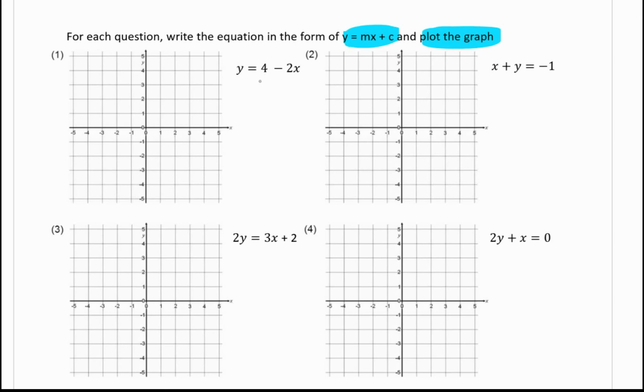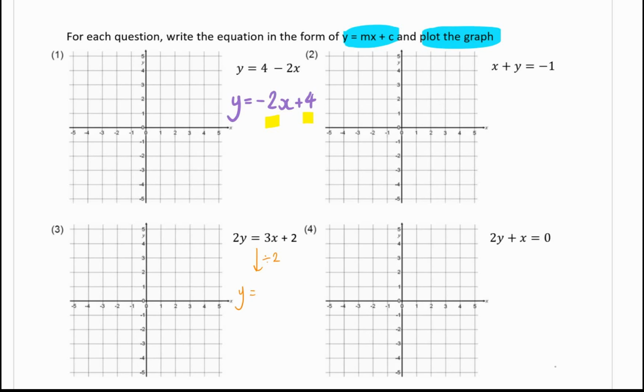So question 1's quite easy. We're pretty much already in that form. However, you always want x first. So to make life a bit easier, you would write it as y equals minus 2x plus 4. And then the exact thing we were doing before. You know what its y-intercept is, and you know what the gradient is. Okay. Just looking ahead, when it comes to this equation, you've got 2y. You would want to halve the entire equation to then get y equals something.